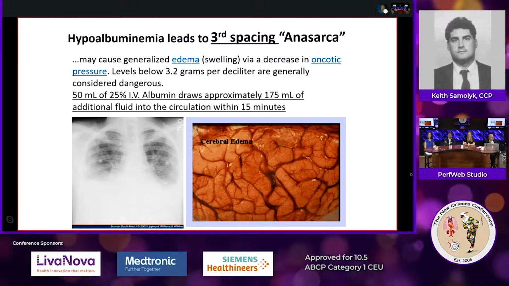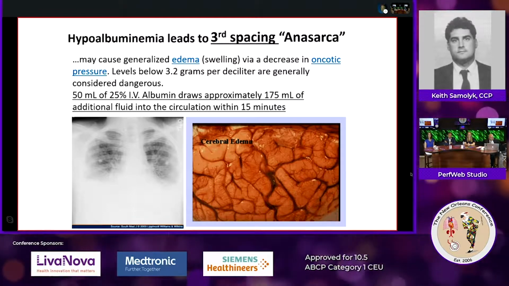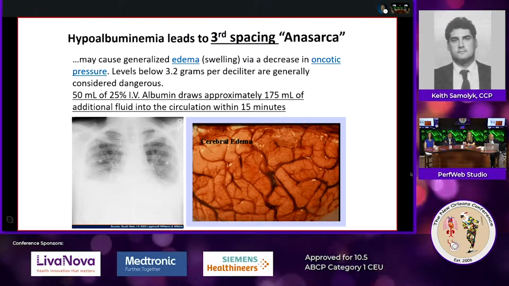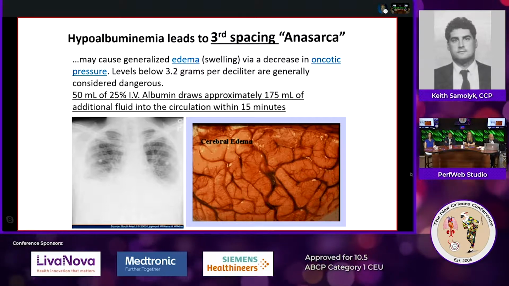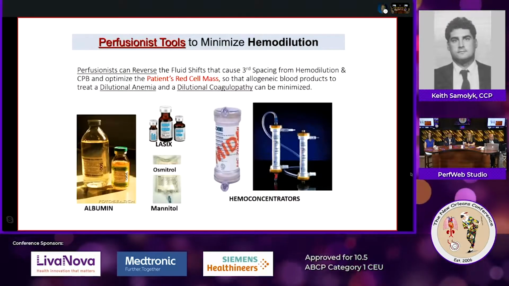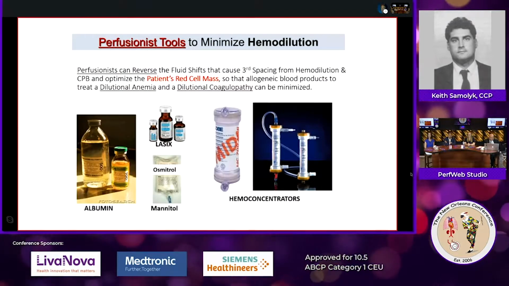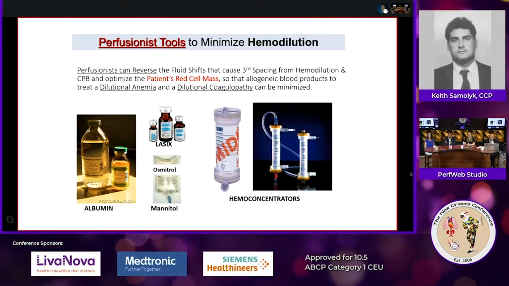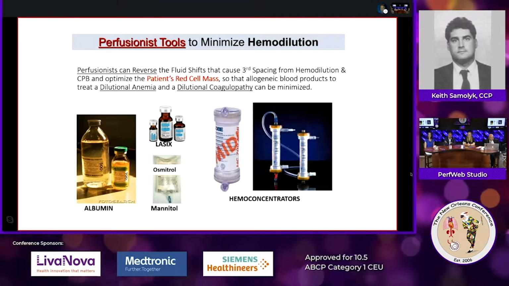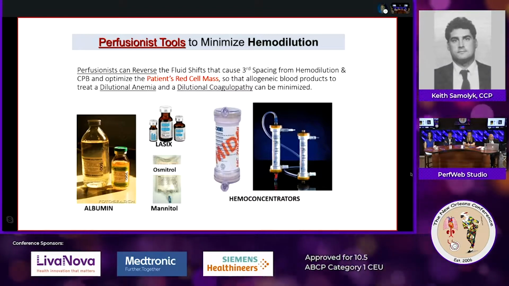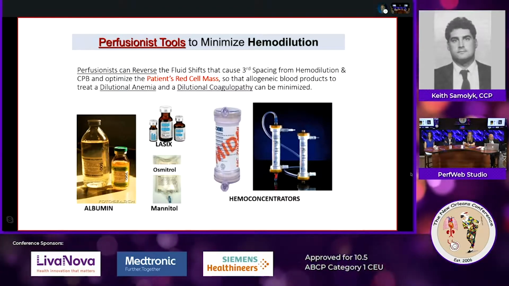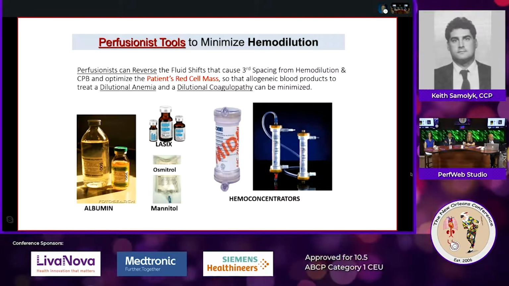So, and I've already mentioned this earlier, if you give 25% albumin, 50 mLs will bring about 175 mLs back into circulation. So perfusionists have tools to minimize hemodilution. The big ones, obviously, albumin, mannitol, Osmitrol, Lasix, and hemoconcentrators. Those are our tools to help fluid management.